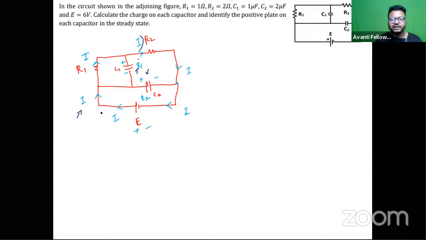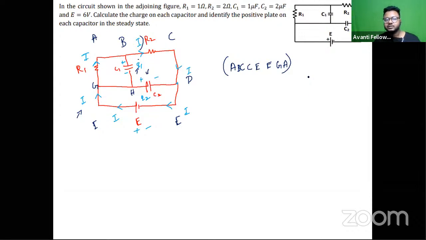So if you try to name the loop, let me try A, B, C, D, E, F, G. So in the loop A, B, C, D, E, F, G, A, in the outer loop, can you apply KVL? Yes, you can apply. So once you start going from here, what all things will you get?